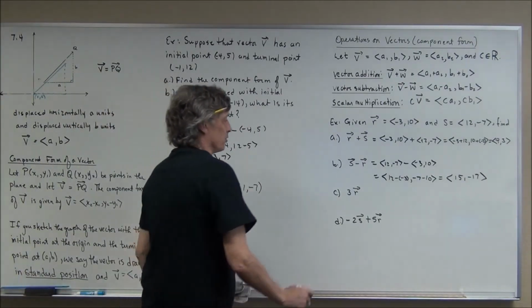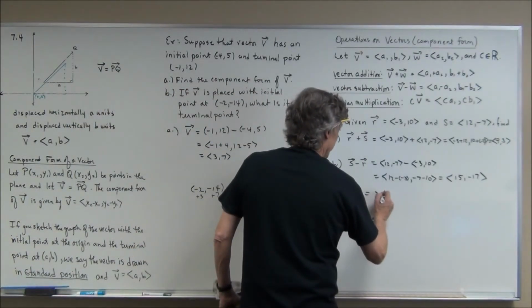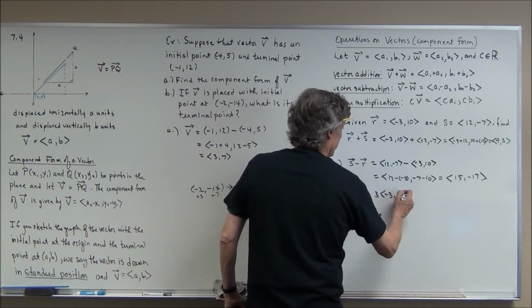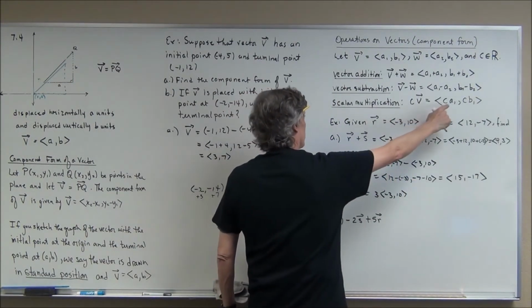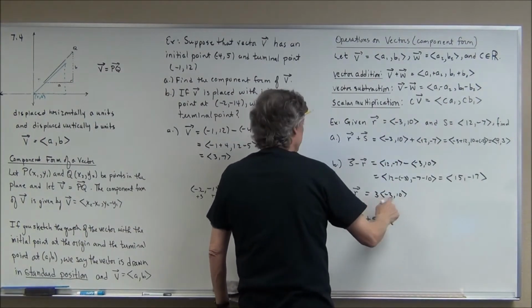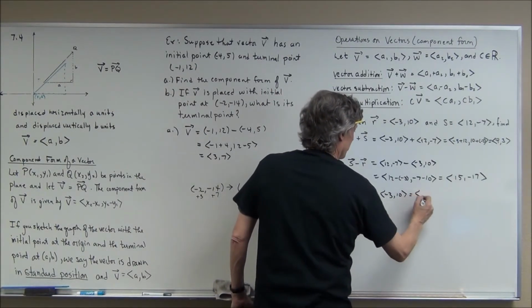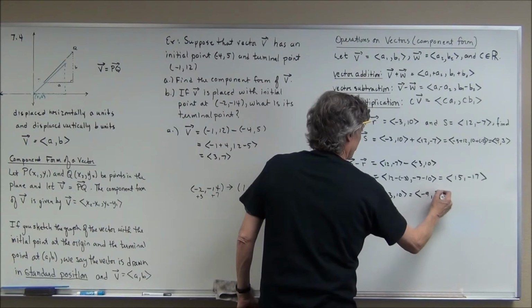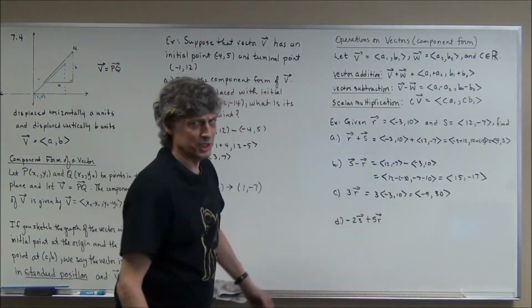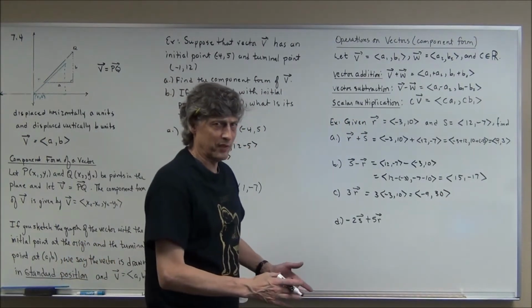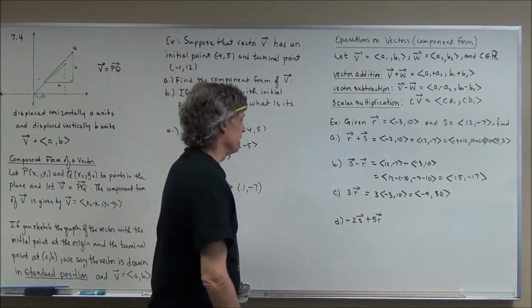3 times vector r means 3 times the vector ⟨-3, 10⟩. And as you can see here, we're going to multiply this scalar times both components of our vector, and we're going to get ⟨-9, 30⟩. See how much simpler this is? You don't have to draw, you don't have to measure stuff out. It's a lot more convenient.